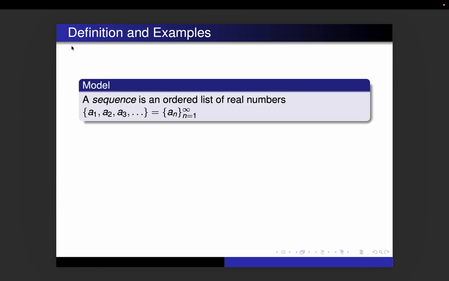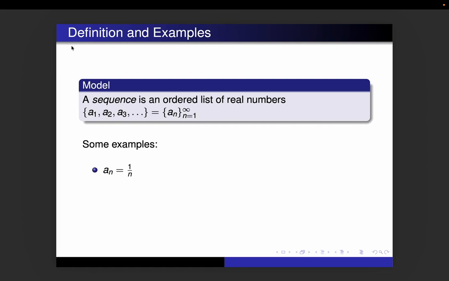Now, back in your calculus days, when you saw a sequence, you probably saw it as an ordered list of real numbers. And that's how we're going to write sequences here. But I do want to let you know that that's just a model of how we think about sequences. There's a formal definition that we'll get to in a little bit. But right now, an ordered list of real numbers is just fine. So here are some examples.